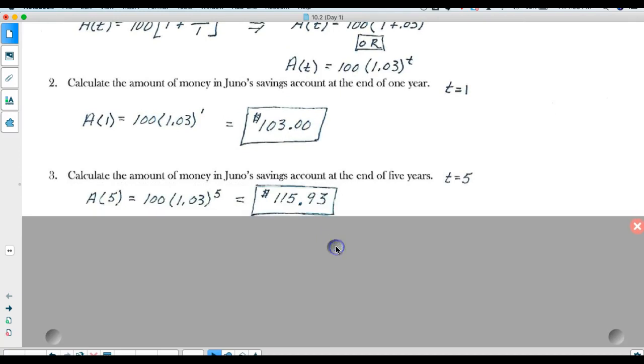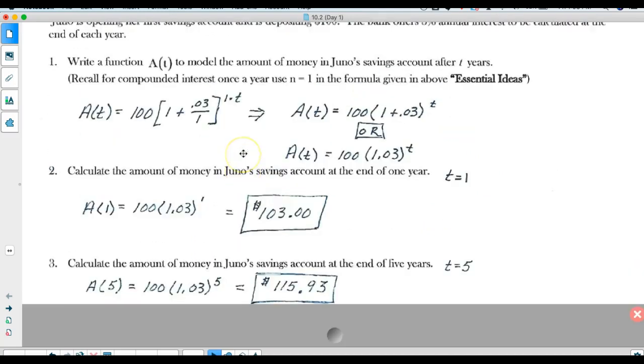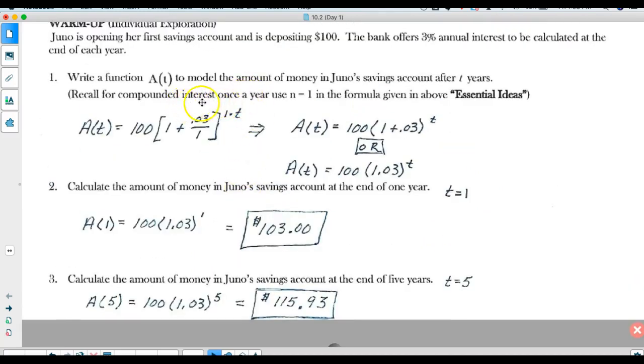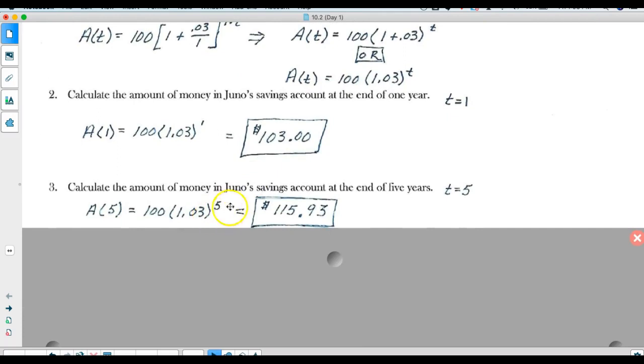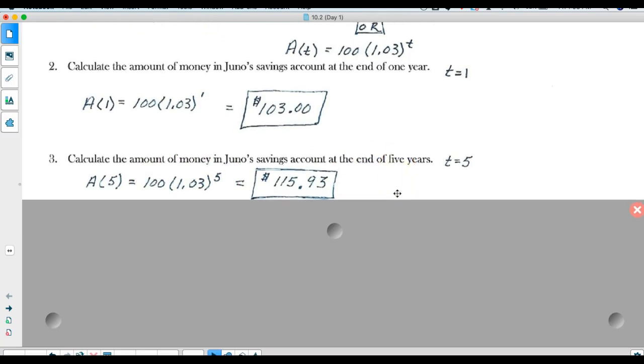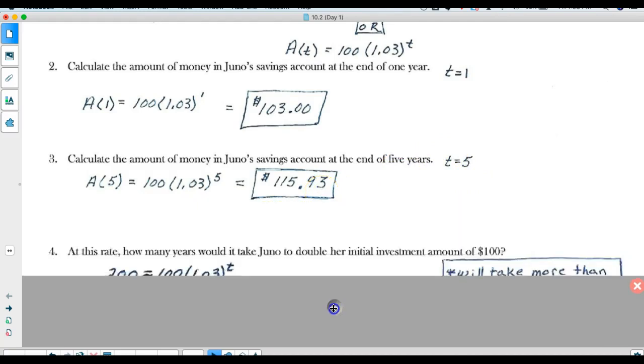If we come down here to number 3, now they want to know at the end of 5 years. Well, then t is 5, and all of these, she's getting paid interest one time a year, okay? Tomorrow we're going to look at what happens when n is not 1, like your actual bank account is right now. But at the end of 5 years, all I have to do is take 100 times 1.03 raised to the 5th power. You type that right into your calculator as you see it, and $115.93 would be in her account at the end of 5 years if she made no further deposits.